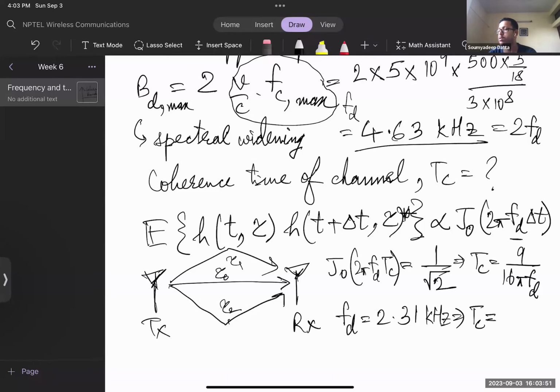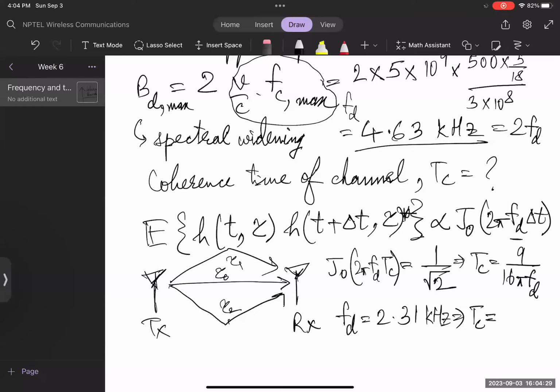Can you tell me the value from the calculator? I hope the logic is clear: FD is just V by C times FC max, and you can plug it into this formula and you will get the coherence time. As you can see, coherence time is inversely proportional to Doppler frequency. The faster your vehicle moves, the higher is the Doppler frequency, and that means your channel fluctuates fast. Your coherence time is lower. So that is the logic.